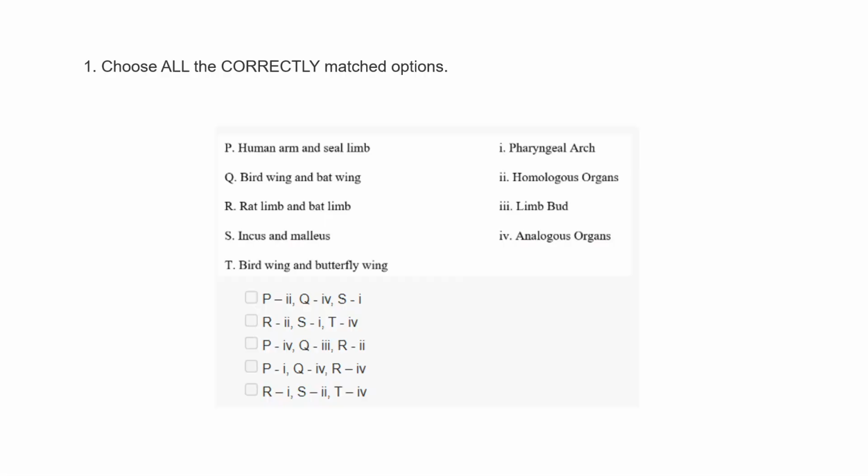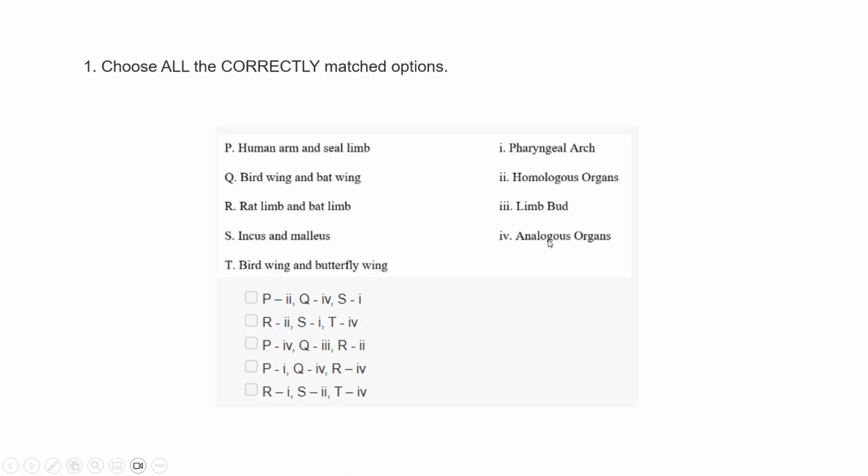Sorry, I'm so sorry. So human arm and sea limb match with homologous organs. That means human arm and sea limb are examples of homologous organs. Then Q with 4, that is bird wing and bat wing, are examples of analogous organs. And rat limb and bat limb are limb bud. Likewise, because it can have more than one correct answer, R matches with 2, that is rat limb and bat limb are also homologous organs. And incus and malleus are pharyngeal arch, and bird wing and butterfly wing are also analogous organs.